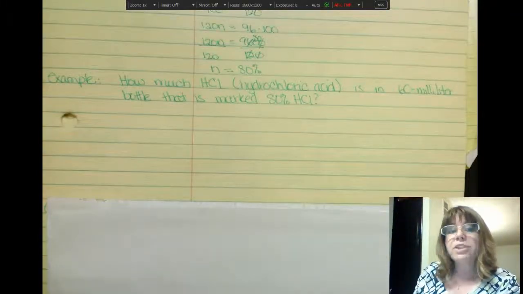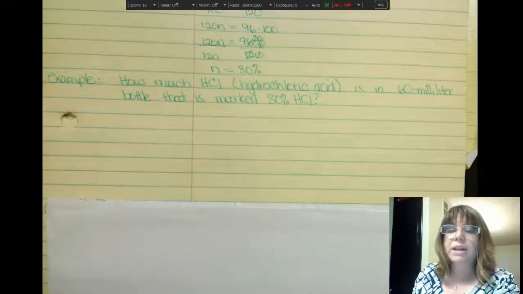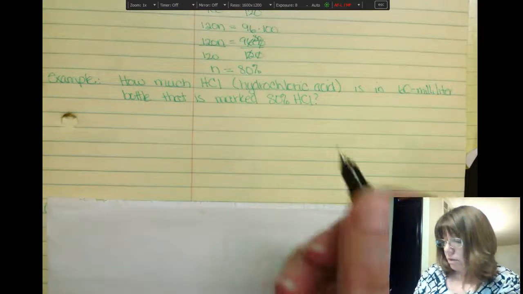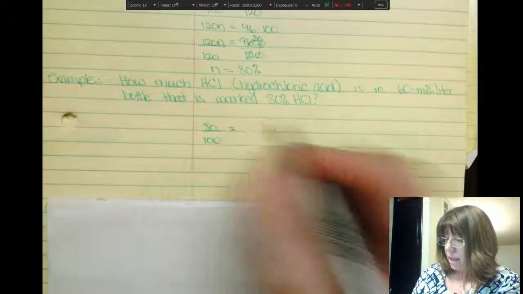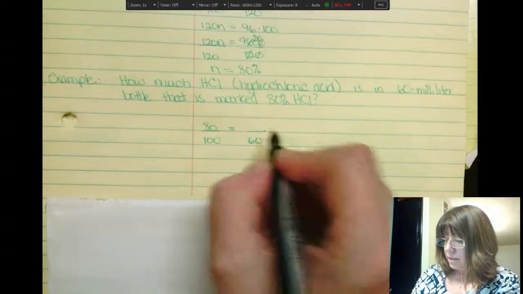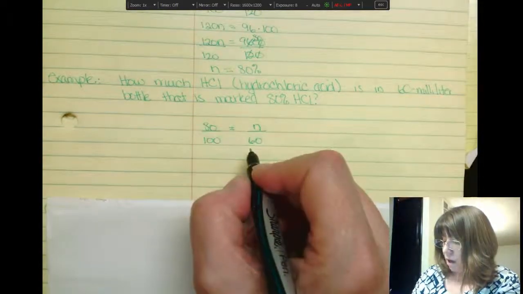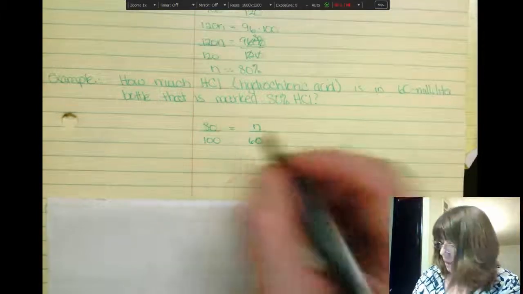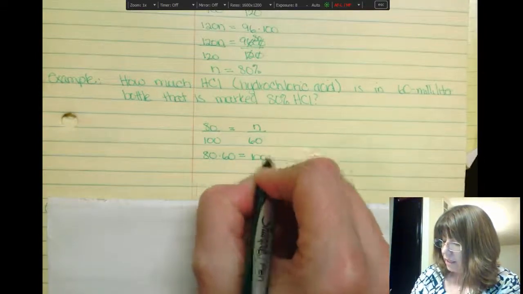Another example: how much HCl, hydrochloric acid, is in a 60 milliliter bottle that is marked 80% HCl? You may want to take a moment, stop the video, and try to set up the problem yourself before we continue. We know 80 is to 100. We know the full bottle is 60 milliliters, but we don't know how much of it is hydrochloric acid. Now we cross multiply, so I have 80 times 60 equals 100n.